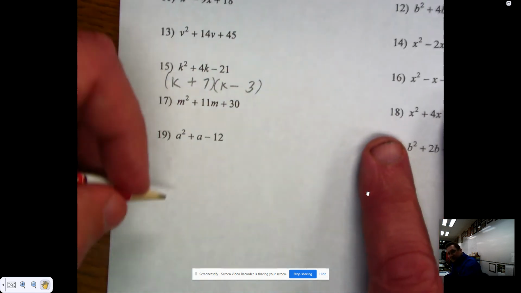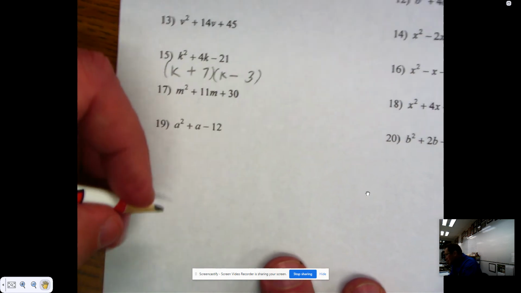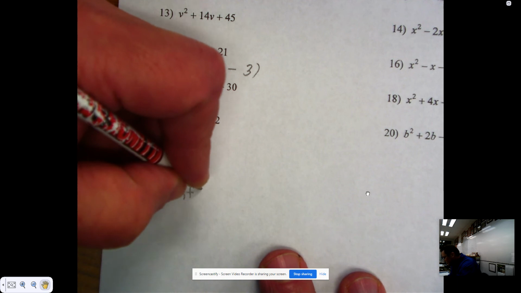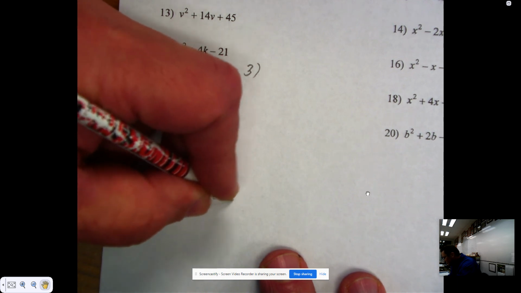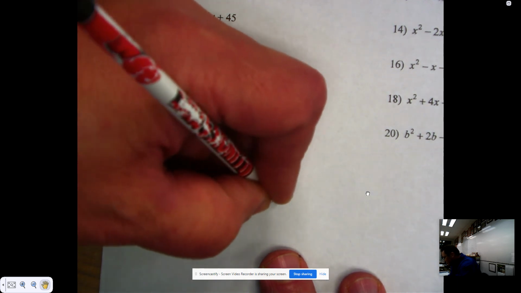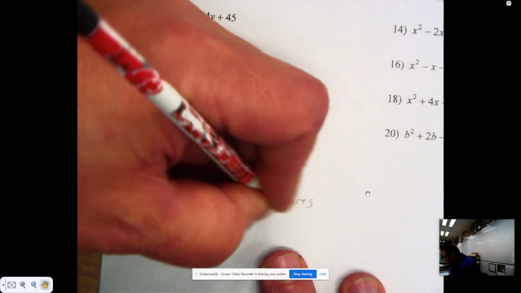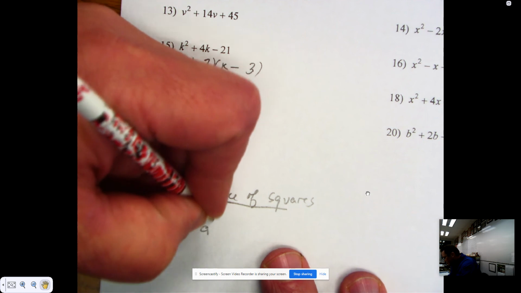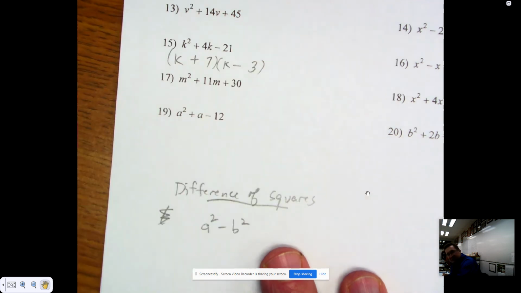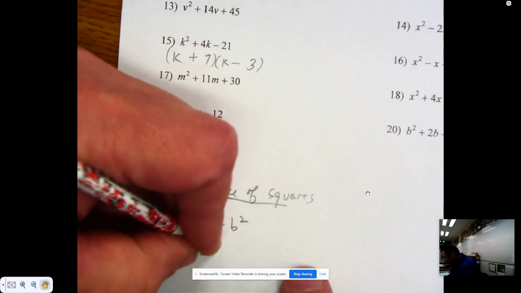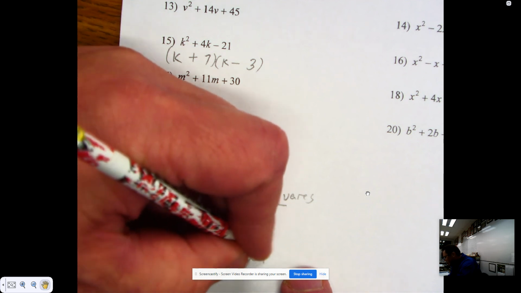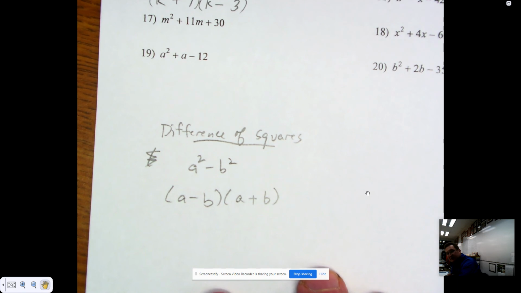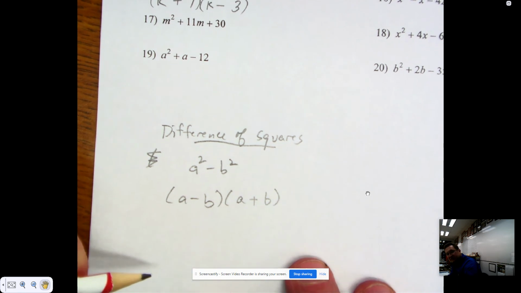Okay, there are some other ones, or at least one other one, where it's in a form called a difference of squares. And so a difference of squares is if it's written as a squared minus b squared, it's true that it factors as a minus b, a plus b. Let's just explore that a little bit to convince ourselves that that's true.